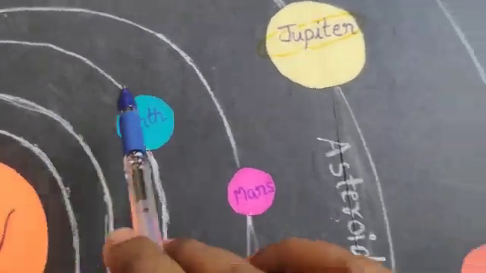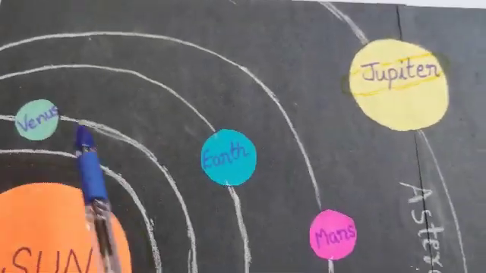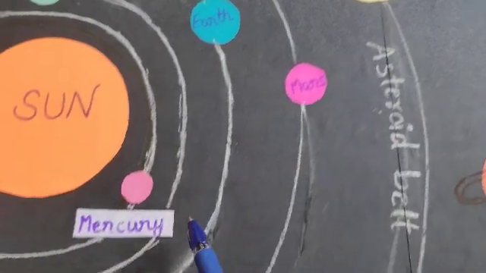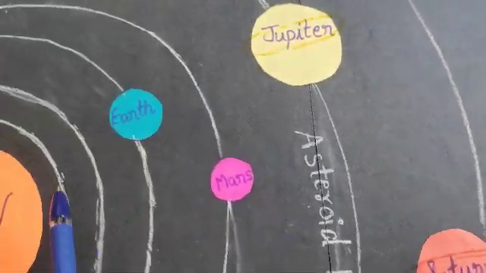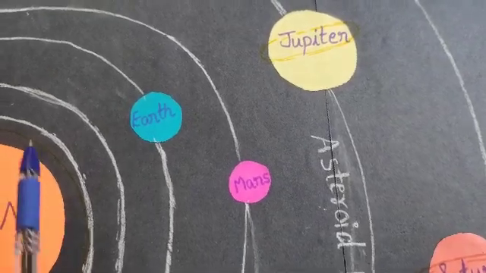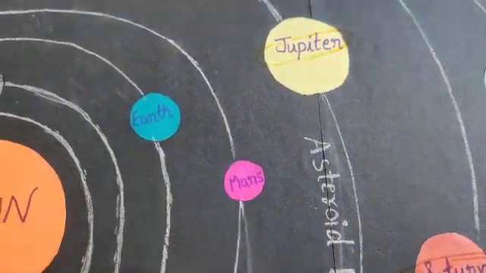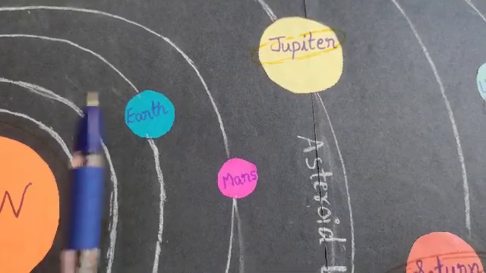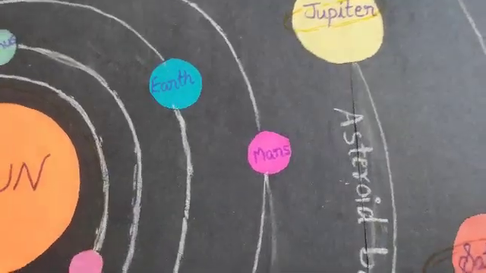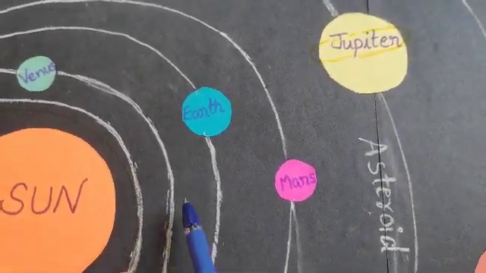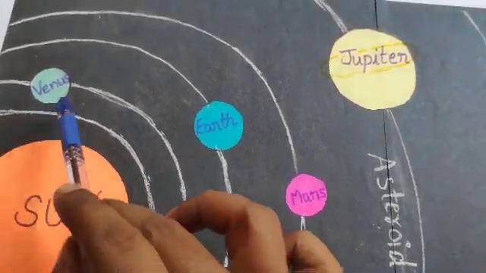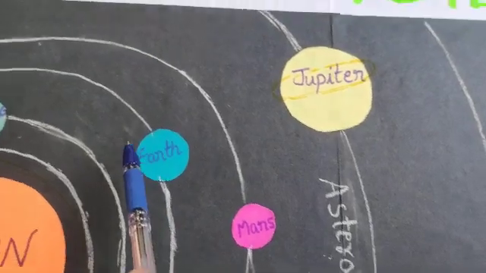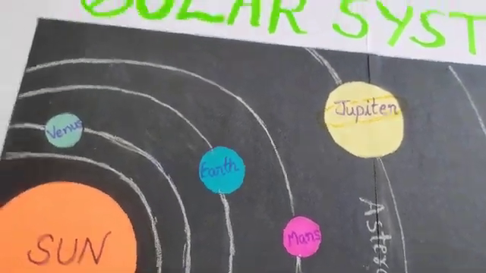These planets move in a fixed path. These paths, the white lines, are visible now. These paths are called orbits. These are elongated paths, that means not round in shape, a little bit elongated. That's why these are called orbits. So these planets will move around the sun on these fixed orbits.